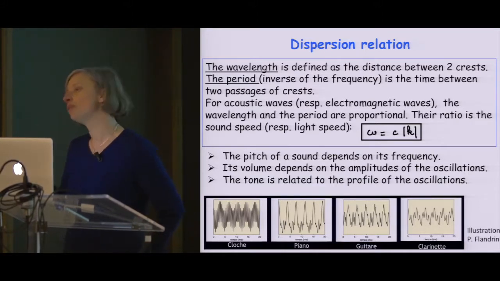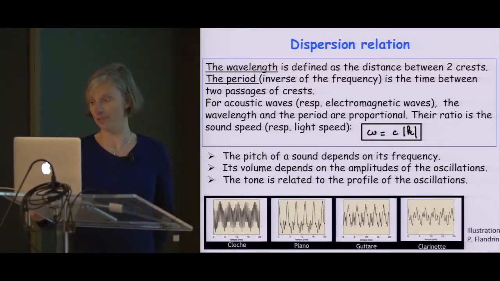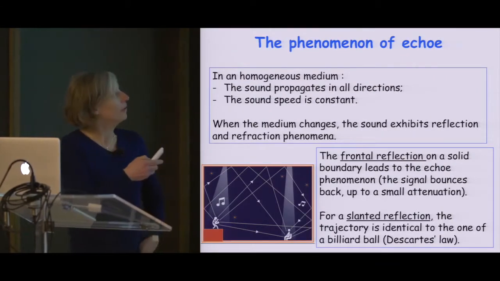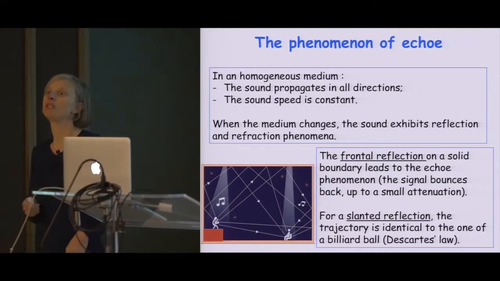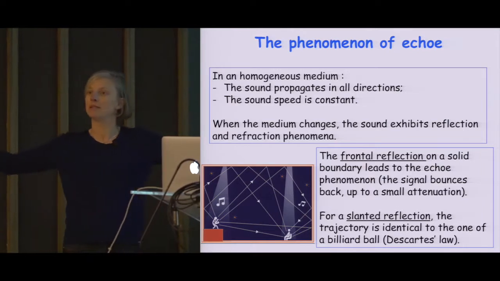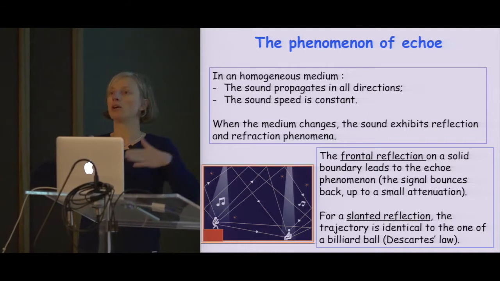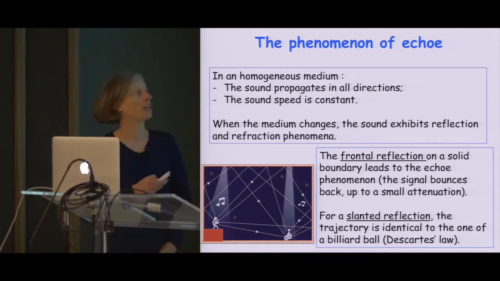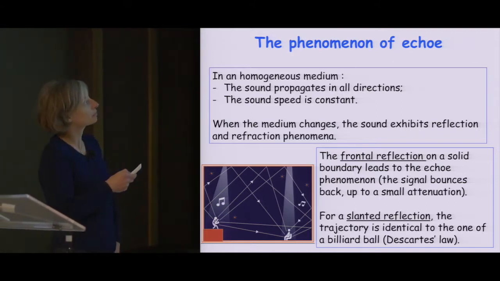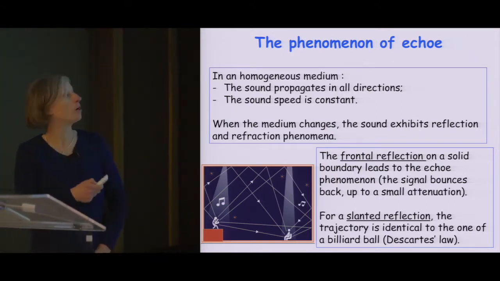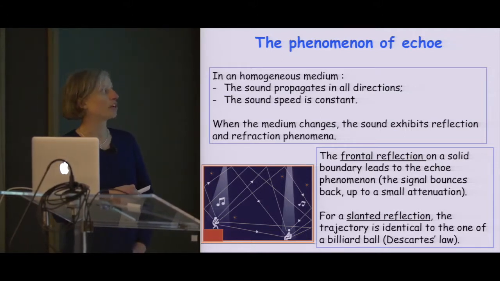And now what I would like to discuss a little bit more about the sound is the reflection on a boundary, the phenomenon of echo. So what you probably know is that if you are in a homogeneous medium, then the sound will propagate in all directions. And the sound speed will be isotropic, so it will be the same in all directions, and it will be constant if the medium is really homogeneous. But now if the medium changes, then the sound will be reflected and refracted.